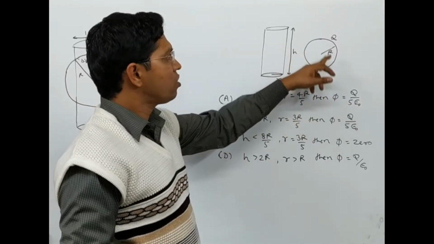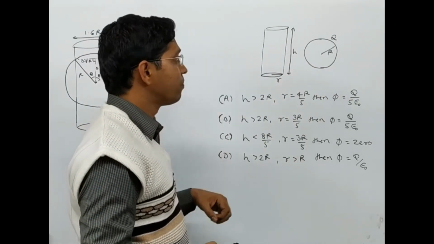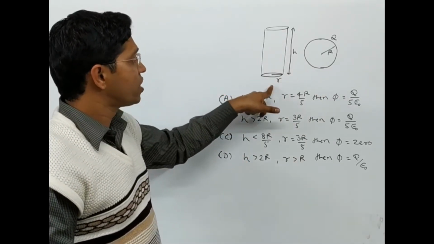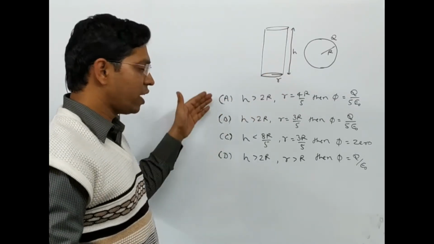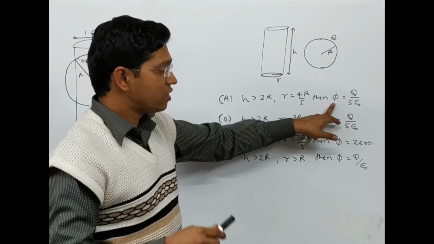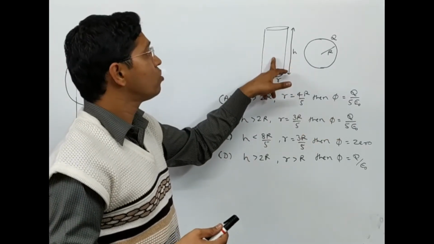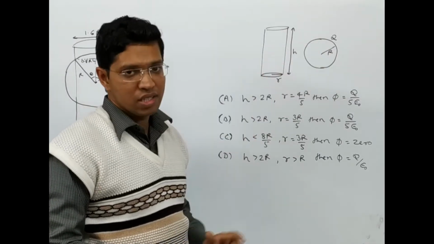A sphere of radius r is having a charge q uniformly distributed over it, and there is another cylinder given whose radius and height are varying according to the options. And we have to find the electric flux through the cylinder because of the charge enclosed by it, which is lying on the sphere.